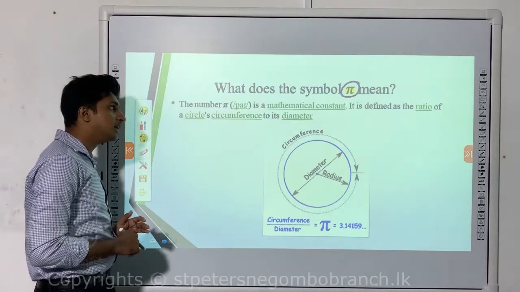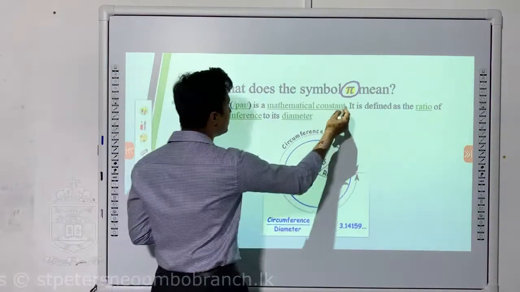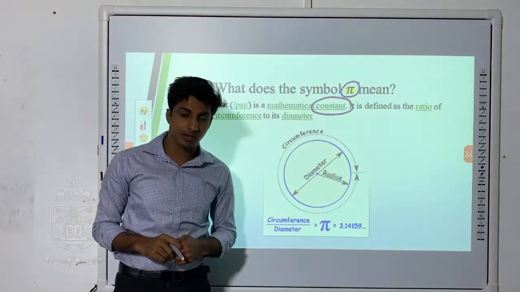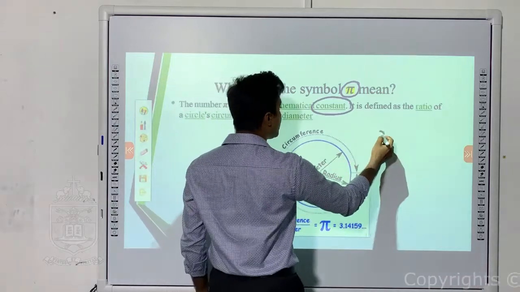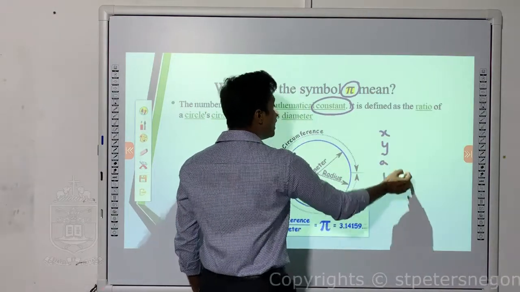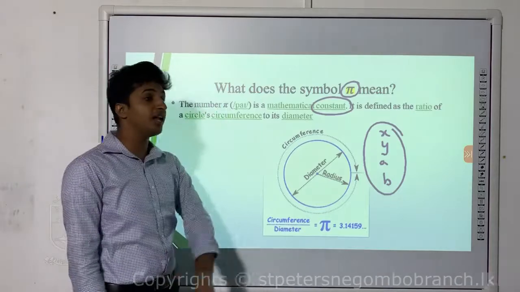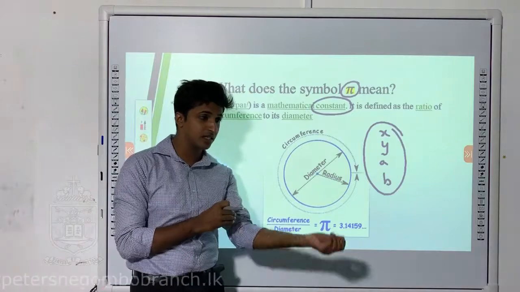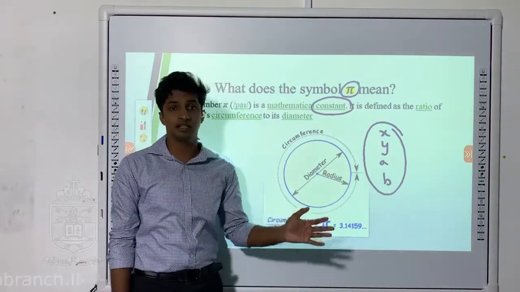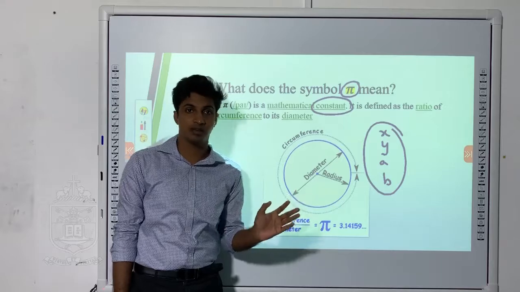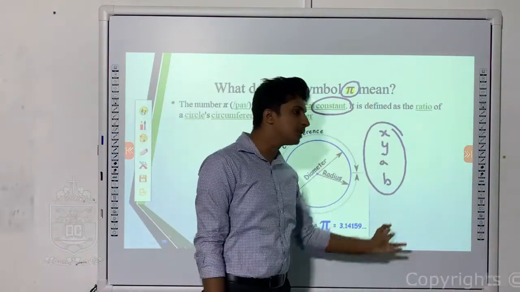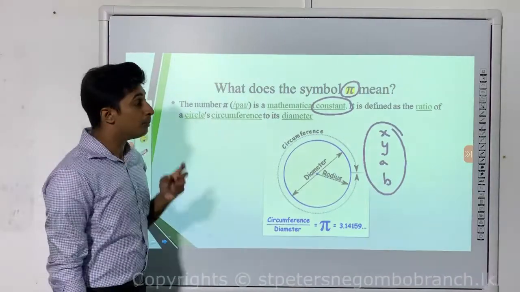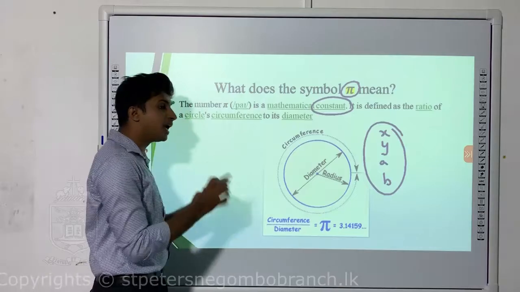The number pi is a mathematical constant. The meaning of constant is that its value does not change. It is not an unknown term like x or y or a or b. These are unknown terms. The reason is any value can be used instead of x, y, a or b. You have done lessons like graphs, where you can use any number for the given values of x and y. For unknown terms, you can use any number or any value. But for a constant, you can't change its value.